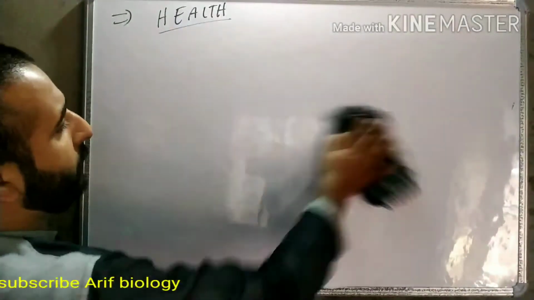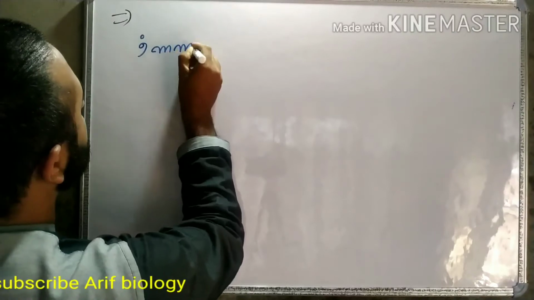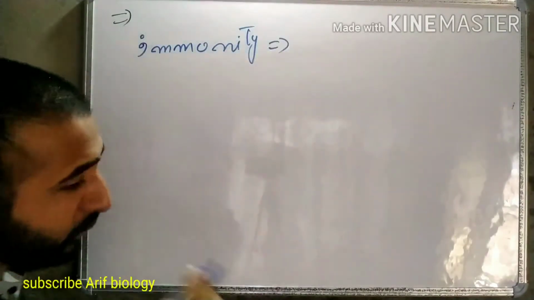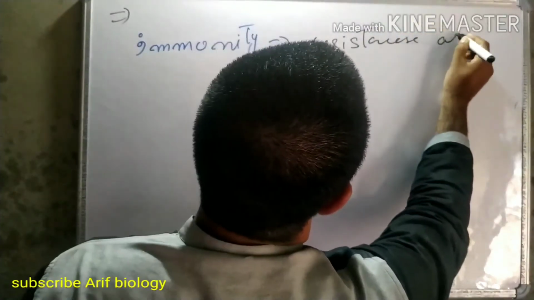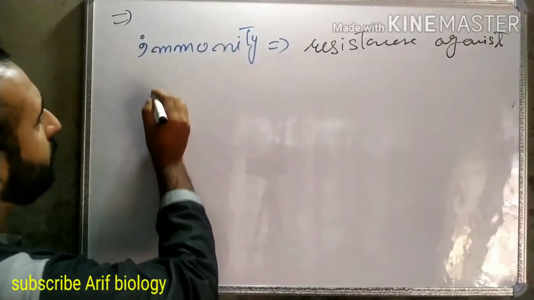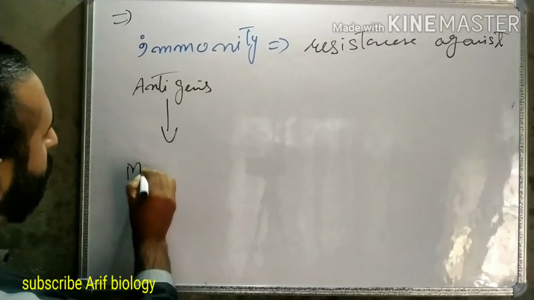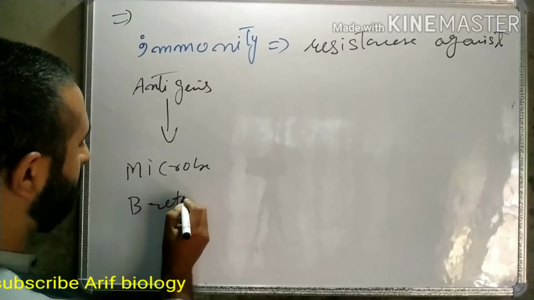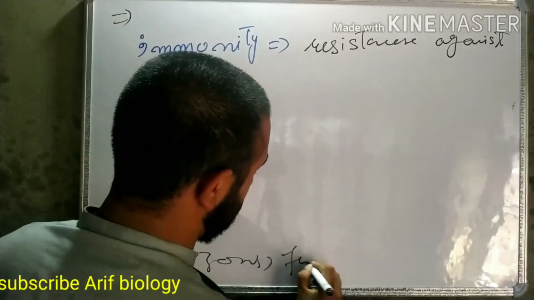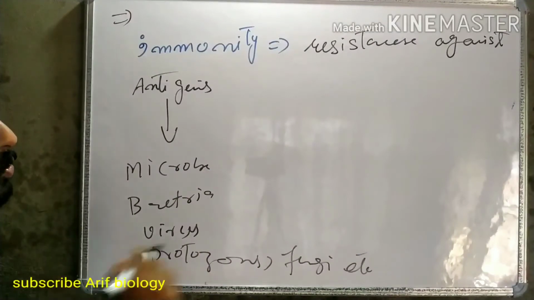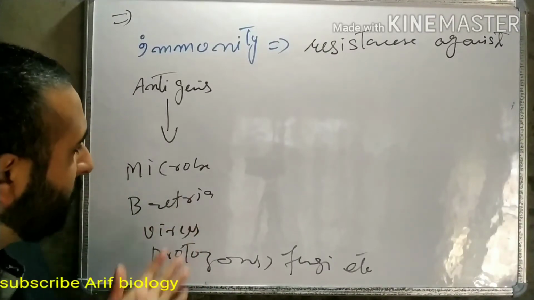So I will write here what immunity actually is. Our immune system has immunity. In two or three words, immunity is actually resistance against antigens. Don't wonder what an antigen is. An antigen is any microbe, bacteria, virus, protozoan, fungi, etc. These are antigens. So it is resistance against antigens. ठीक है ना? This immunity protects our body from these harmful antigens.